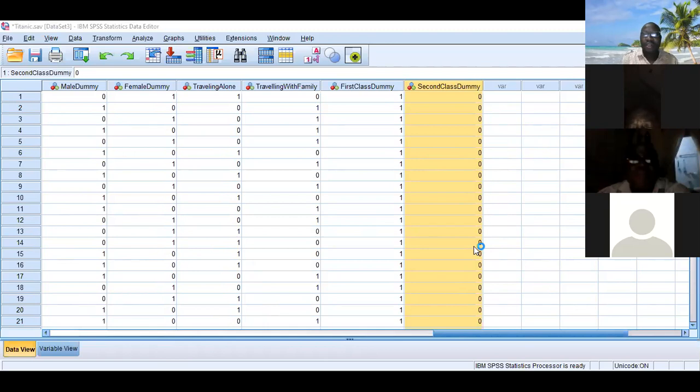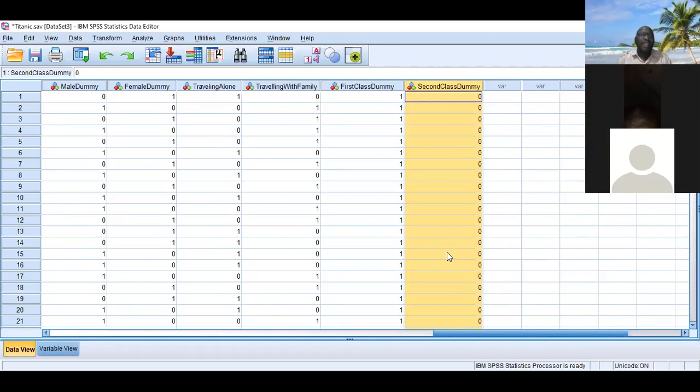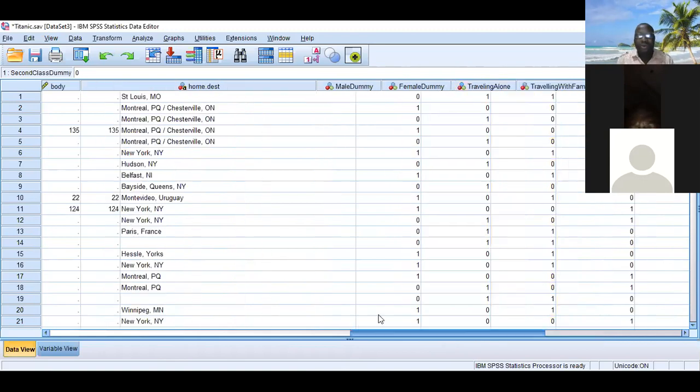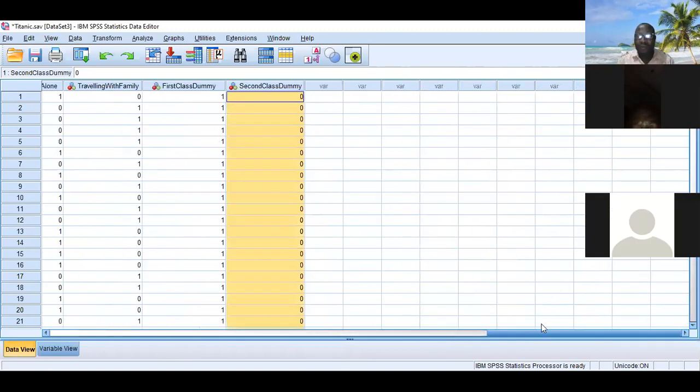So once you now have this, you will enter it into the analysis. Let's run the analysis one by one. Let's first do simple regression for each of them. So let's look at it.